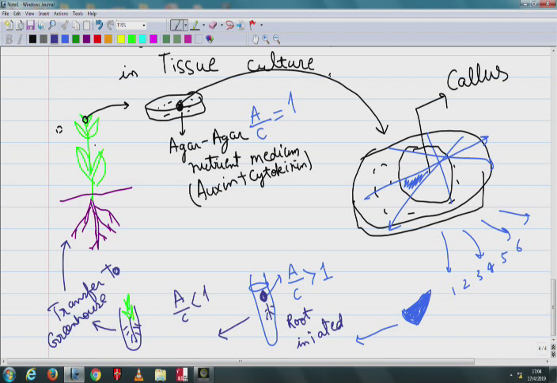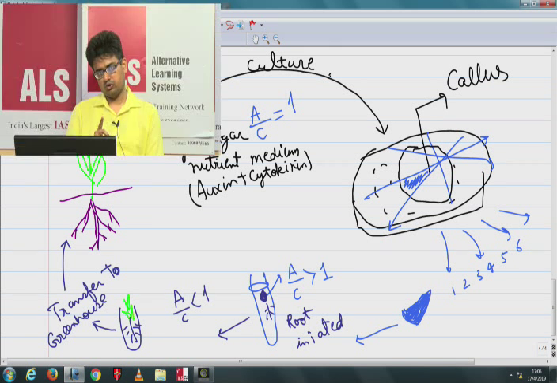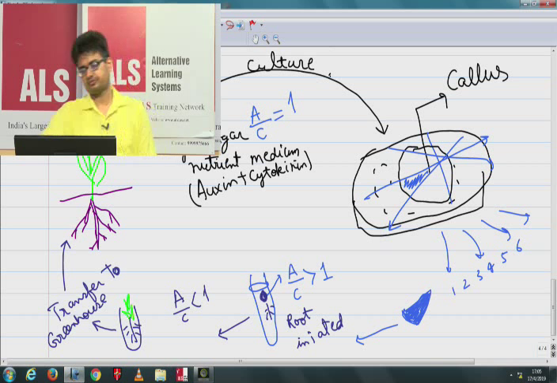Tissue culture is a cloning technique. We are making clones. 16 clones from one tissue sample. So this is tissue culture. Which hormone is responsible? Most important, cytokinin. Without cytokinin, we cannot do tissue culture.